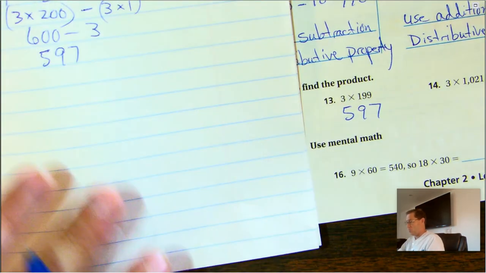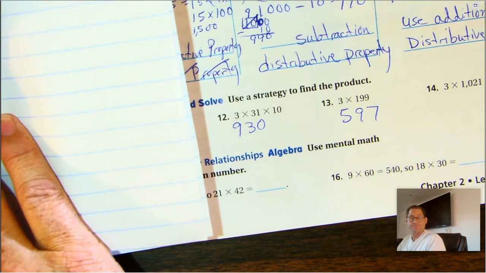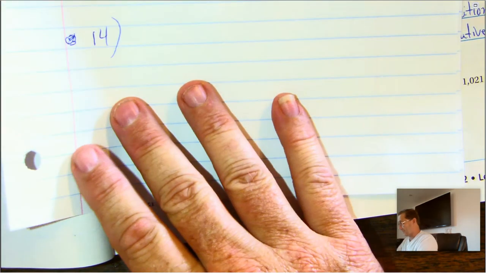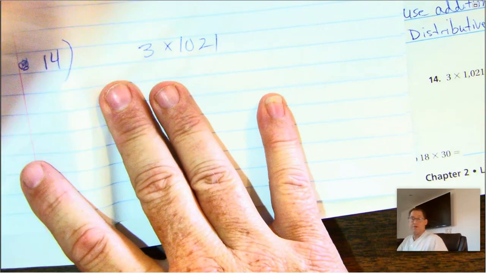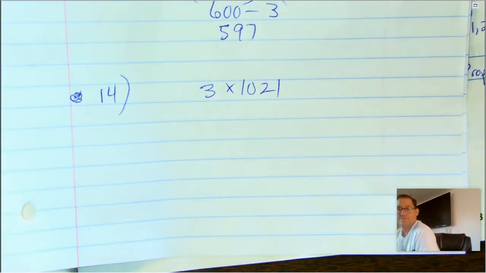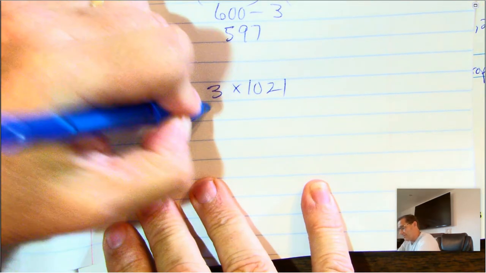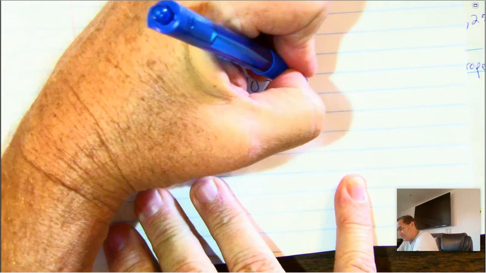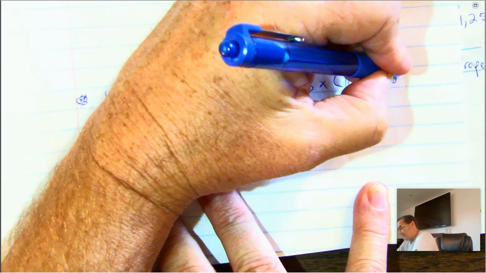And 3 times 1,021. Number 14. 3 times 1,021. Well, why don't we use addition for this one too? Why don't we say this is the same as 3 times 1,000 plus 20 plus 1.